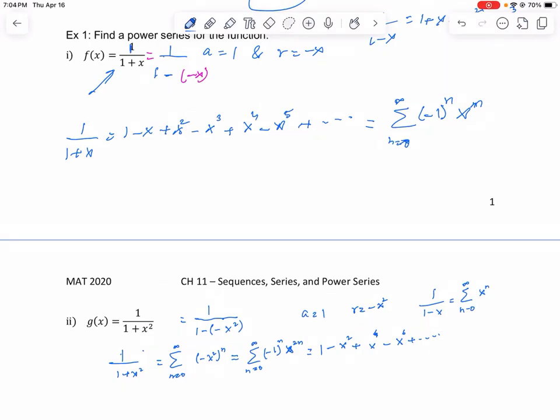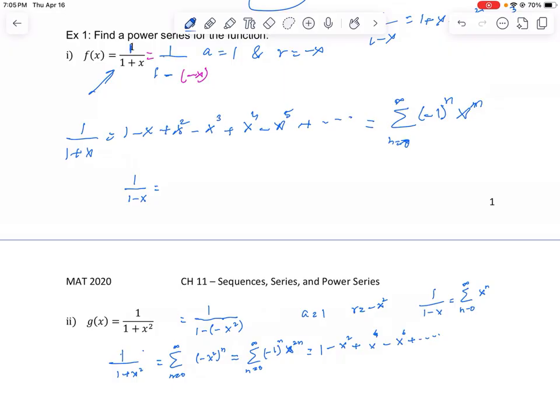Continuing with section 11.9, we are now looking at functions which we are going to express as power series. We started with the basic simple example of a function which is 1 over 1 minus x, and we noted that this is actually the sum of a geometric series which has the first term as 1 and the common ratio r is x.